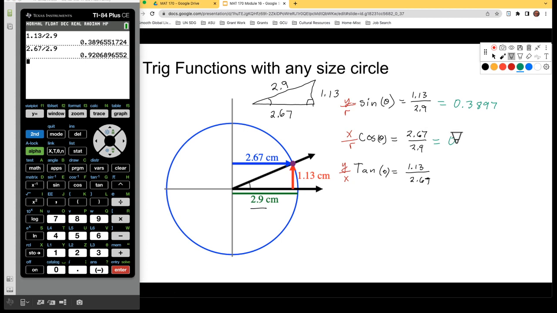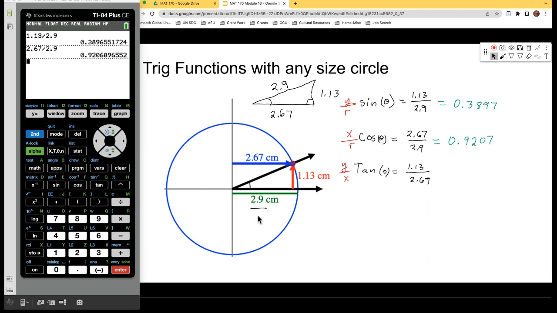So that's a 0.9207. And you'll notice that these values for sine and cosine are always going to be less than 1. We'll see the maximum they could be is 1, or the minimum is -1. We'll follow that through with the unit circle. But we'll just finish up with tangent.